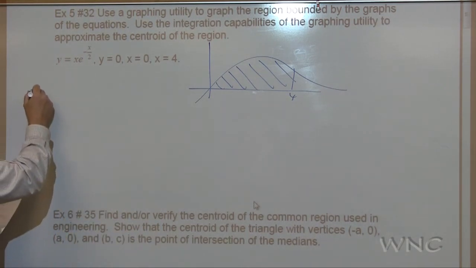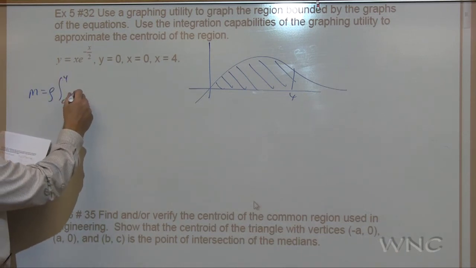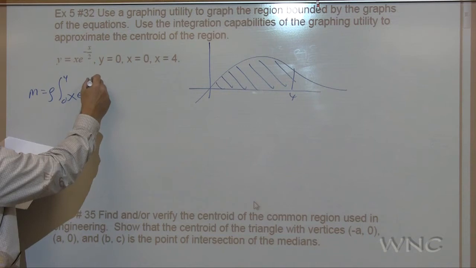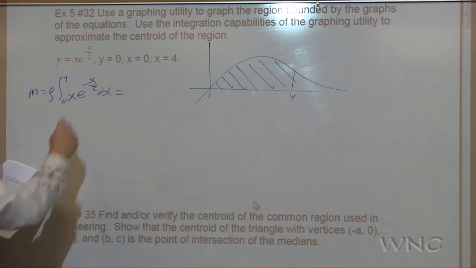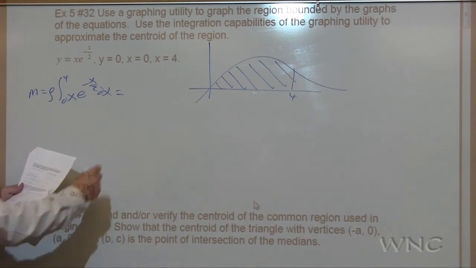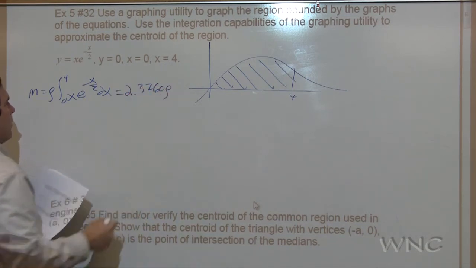So our mass is going to be rho times the integral from 0 to 4 of x e to the negative x over 2 dx. By using the calculator, as instructions are, you get 2.3760 rho.